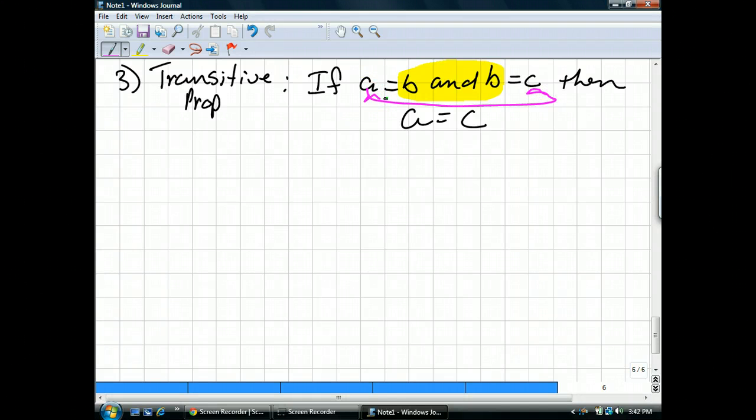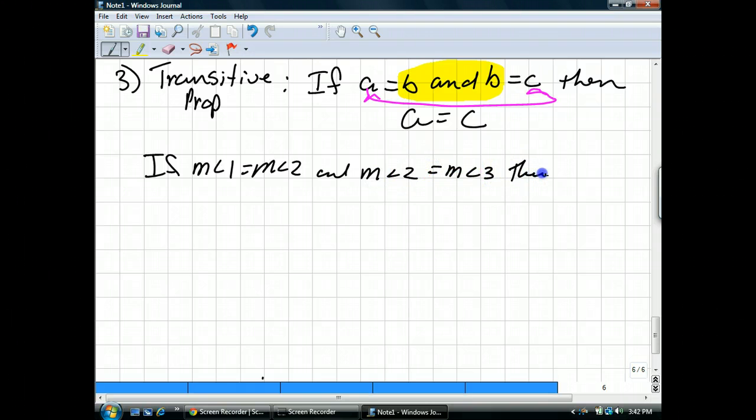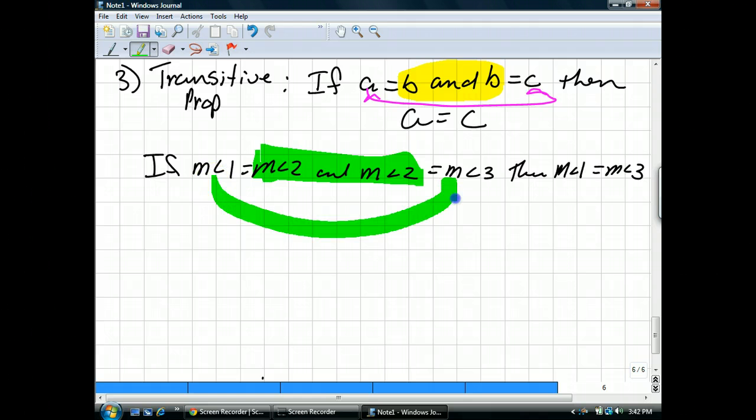Okay? So the transitive property for equality might be this. An example might be this for geometry. If measure of angle 1 equals measure of angle 2, and measure of angle 2 equals measure of angle 3, then measure of angle 1 equals measure of angle 3. So again, notice that these are the same. So then this can be handed off to that. Okay, you have to have that order.